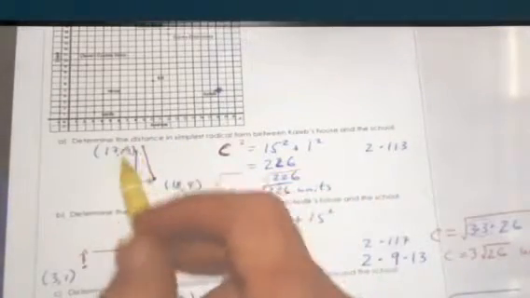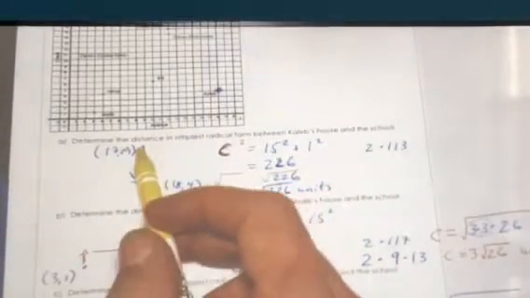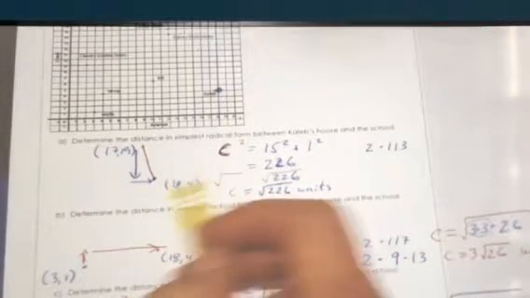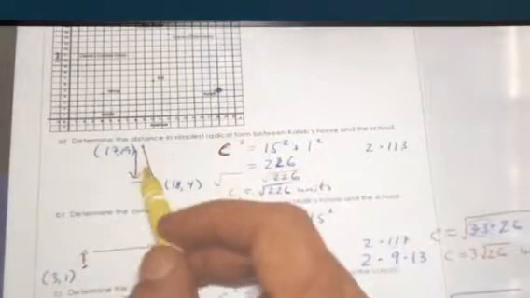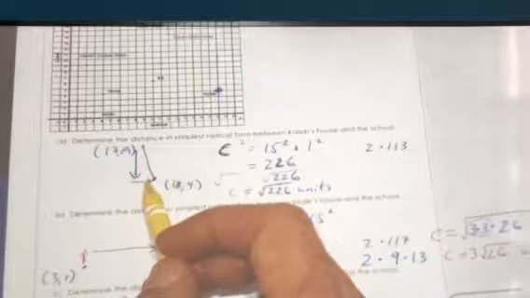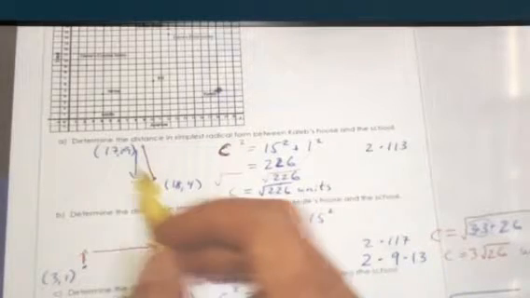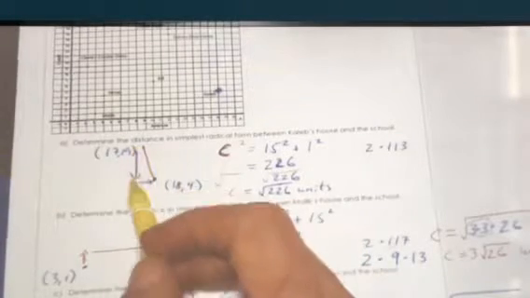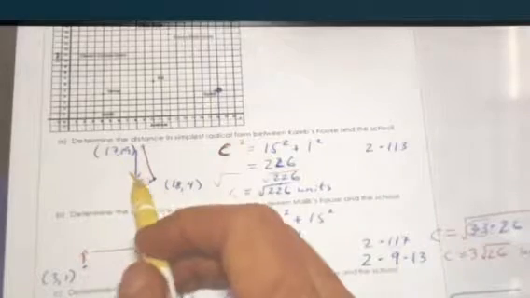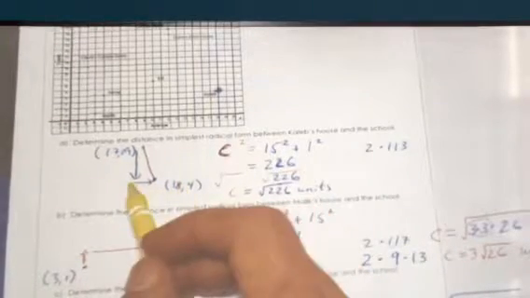Okay, so here's a little sketch with the school here and Caleb's house here. And I'm actually doing the path from school to Caleb. So to get from school to Caleb, we need to go down from 19 to 4. So that's down 15 units. That's here. Then we need to go right from 17 to 18. So that's right only one unit.